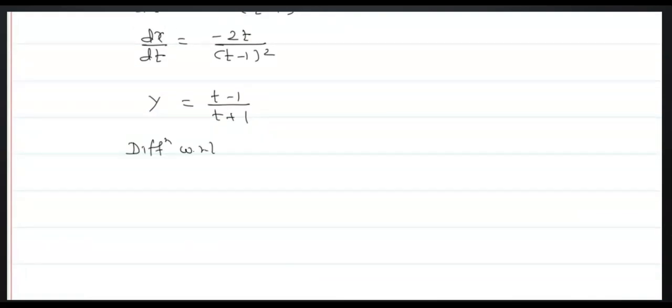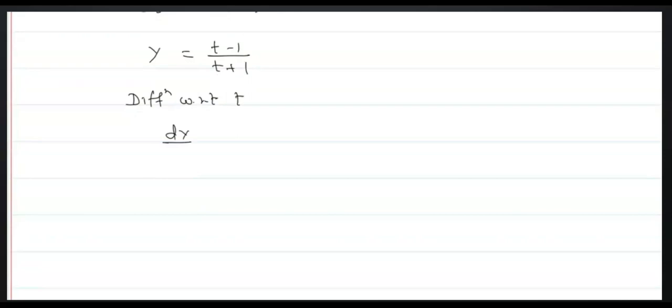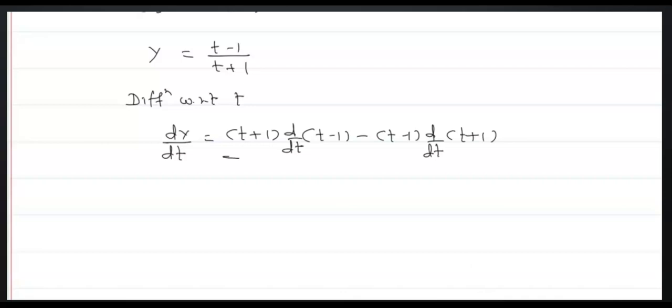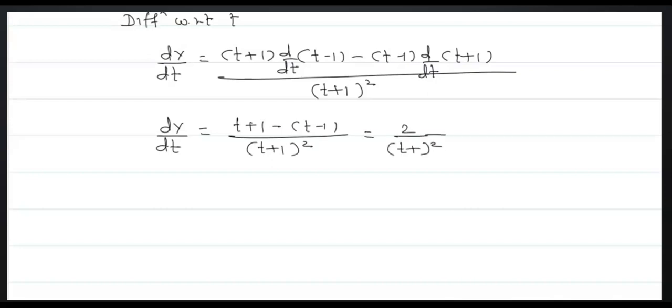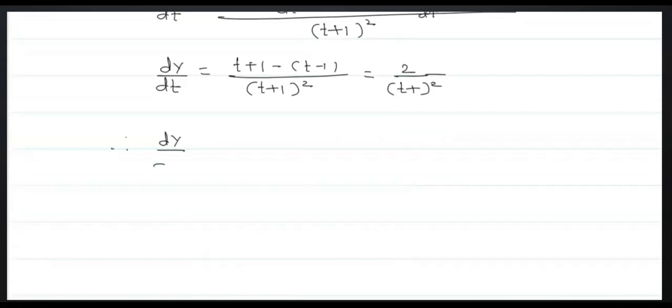That is y is equal to (t minus 1) upon (t plus 1). I will change it shortly. That is the dy by dt. Again apply the quotient rule: (t plus 1) into d/dt of (t minus 1), minus (t minus 1) into d/dt of (t plus 1), upon (t plus 1) whole square. Therefore dy by dt is equal to [(t plus 1) minus (t minus 1)] complete, that is 2 upon (t plus 1), 2 upon (t plus 1) whole square.